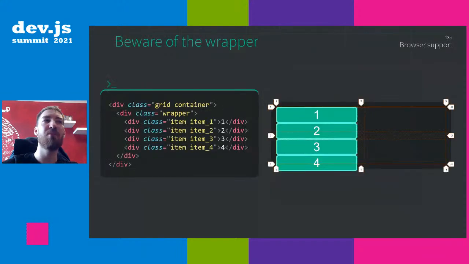And one more thing to be aware of is that only the direct child of the grid is used as a grid item. So you can see here that we have the grid container, and then we have some wrapper, and then we have items.